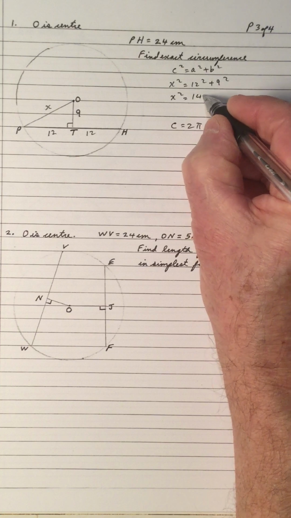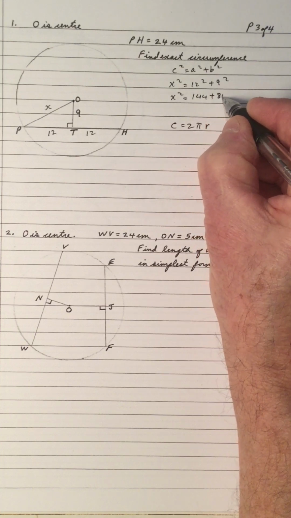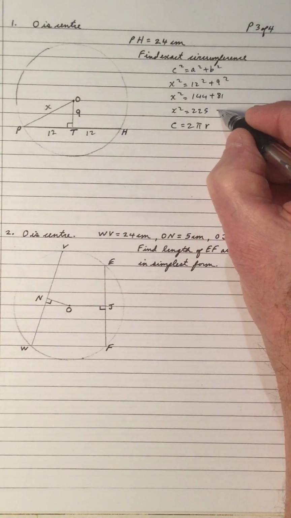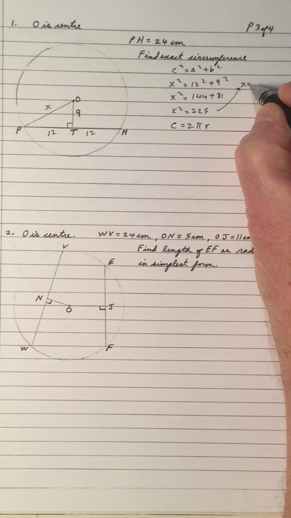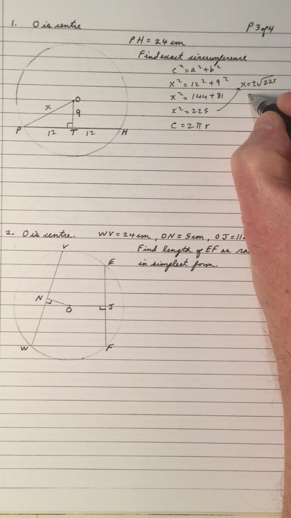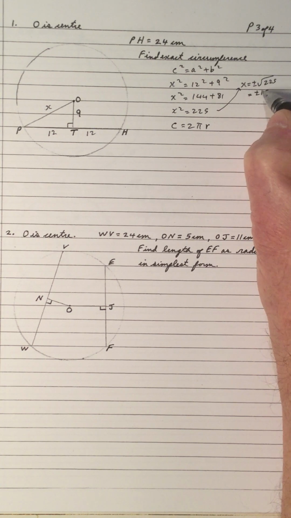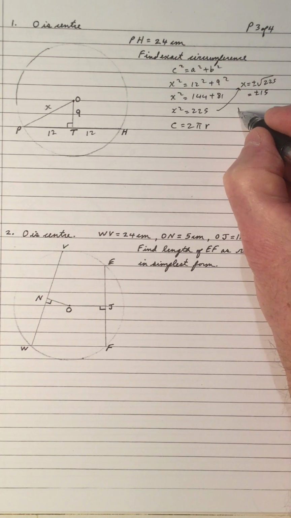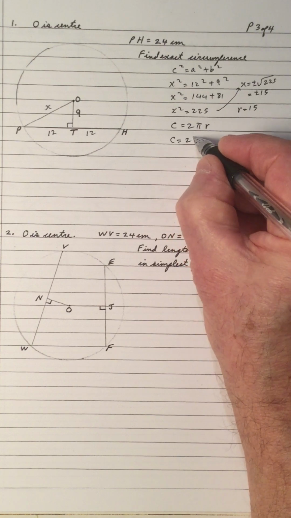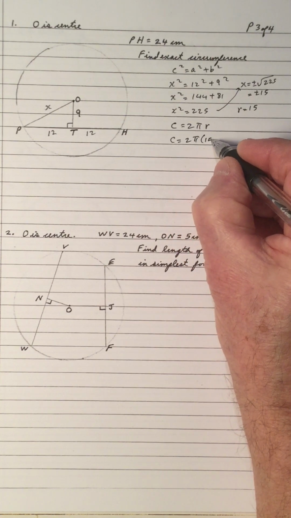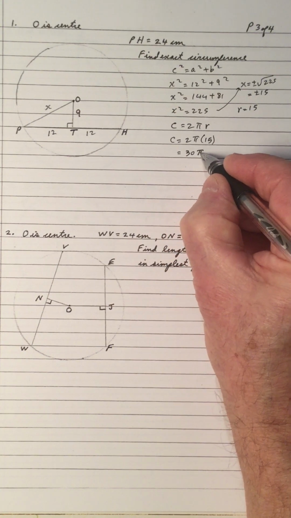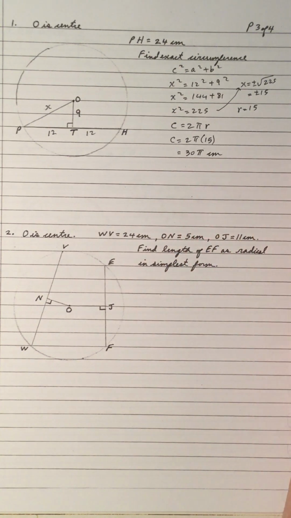X squared is 144 plus 81. X squared is 225. So that means that X is plus or minus the square root of 225. So X is equal to plus or minus 15. But the radius is positive, so it's 15. So circumference is 2 pi times 15. And circumference is 30 pi centimeters.